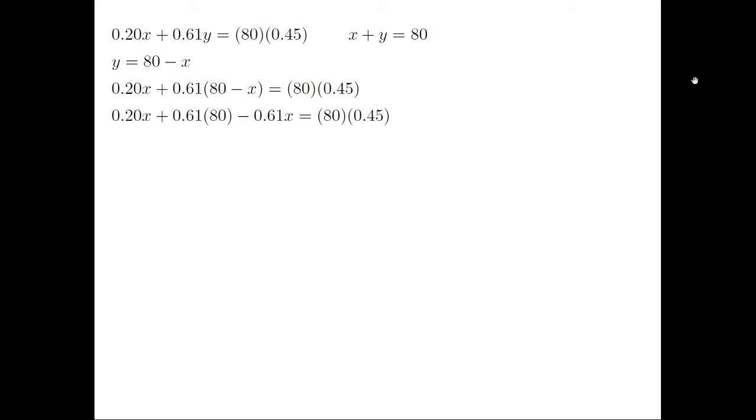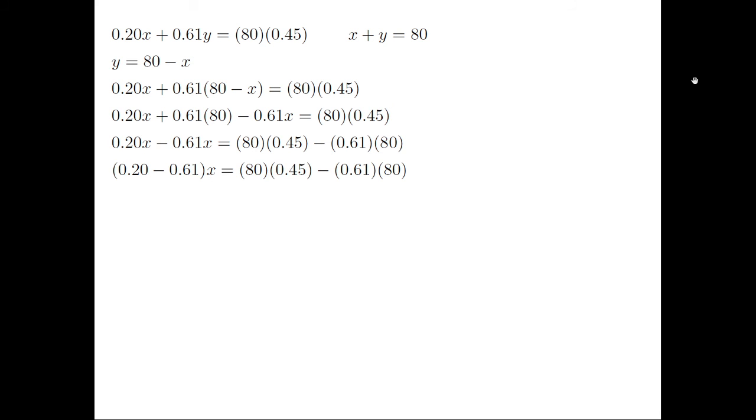Trying to organize all the terms that have x on one side and all the terms that don't have x on the other side, we need to subtract 0.61 times 80 on both sides. Now that both terms on the left side have an x, I'd like to factor out x on the left side, do nothing to the right side. And now that the left side is really a number times x, a bunch of stuff all in parentheses, let's divide by that number on both sides. So we have x equals this fraction. The numerator is 80 times 0.45 minus 0.61 times 80. This is all divided by this denominator, which is 0.20 minus 0.61.